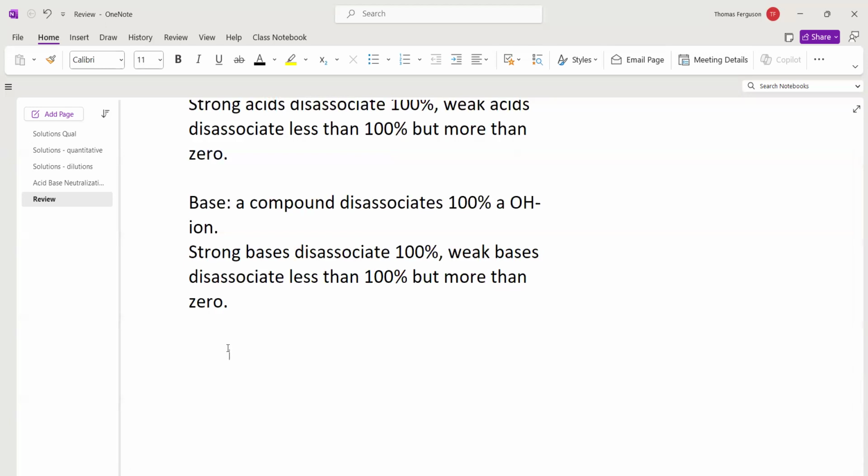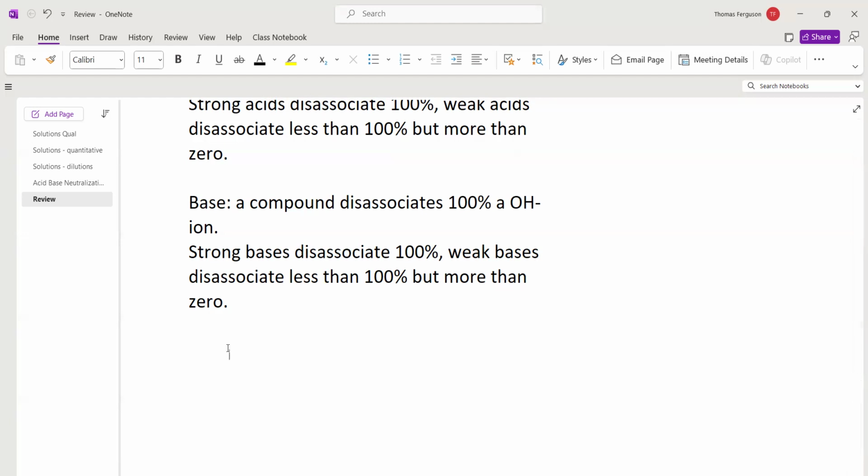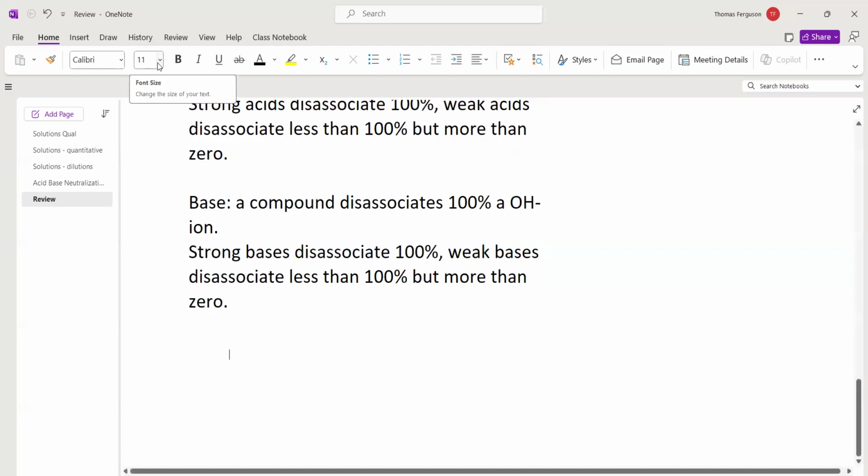Yes, usually that's the question. It has to do with the stability of what's left over after disassociation. If that's really stable, it's a stronger acid. If it's not stable, it's a weaker acid. Okay, so let's look at some examples.